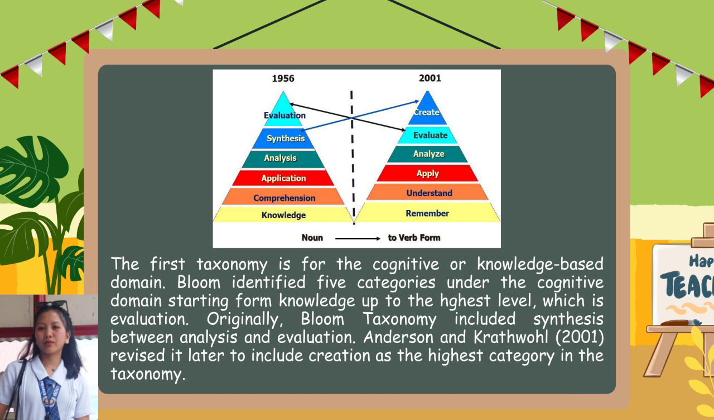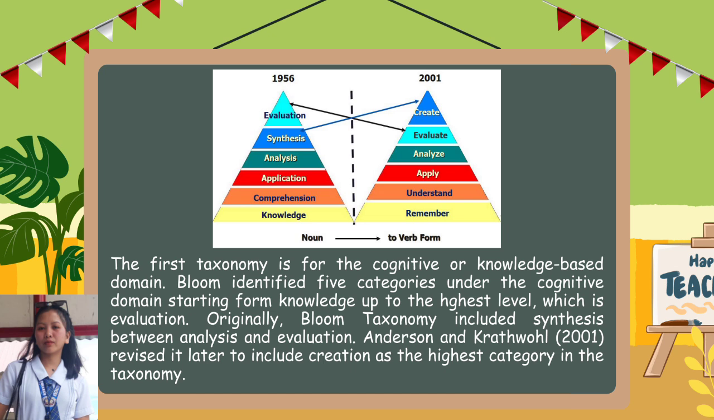So, the next pyramid, po, is the revised Bloom's taxonomy of 2001, from noun going to verb form. This is led by Lorin Anderson, a former student of Bloom's, and David Krathwohl. This revised version made several significant changes. Verbs instead of nouns. The most noticeable change is the use of verbs to describe the cognitive processes, making the taxonomy more action-oriented and easier to use in writing learning objectives.